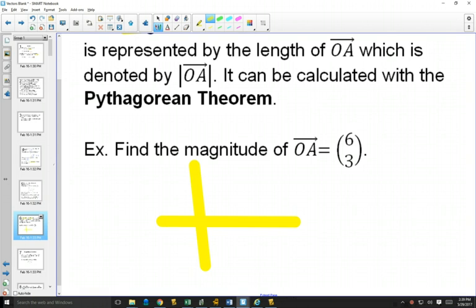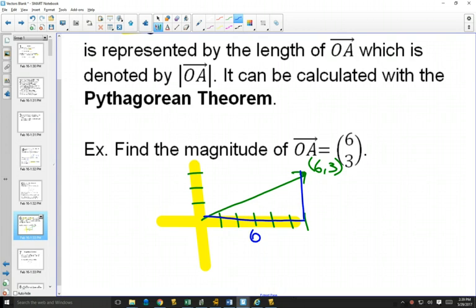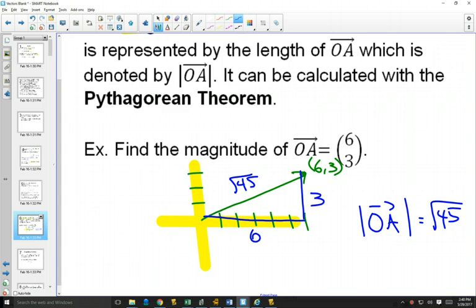So if we had a vector going 6 across and 3 up, and you wanted to figure out how long that vector is, well, you just need to make a triangle. You know this side is 6, this side is 3. A squared plus b squared equals c squared will be the square root of 45. So we can say that the magnitude of vector OA is the square root of 45.